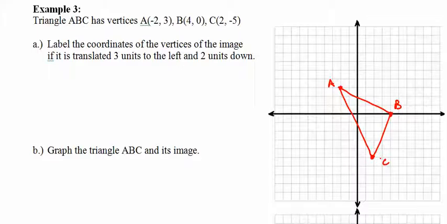Label the coordinates of the vertices of the image if we're going to translate it. 3 down, 3 to the left, and 2 down. 1, 2, 1, 2, 3. A prime. 1, 2, 1, 2, 3. B prime. Gonna have a coordinate here. I gotta go figure it out in a minute. One, 2, 3, 1, 2. C prime.